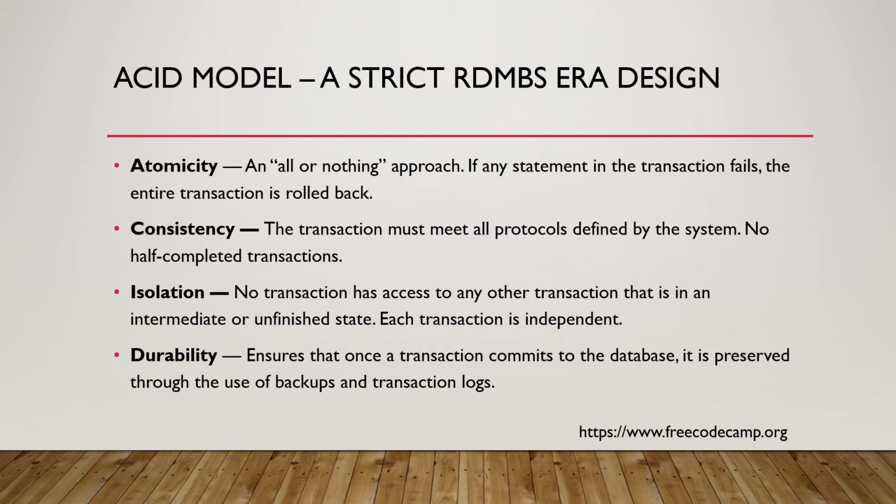Consistency: the integrity of every element matters in the transactions. Consistency refers to the requirement that it must meet all protocols defined by the system. No half-completed transactions. So there is a set of rules, referential integrity, and the integrity issues have to be completely, consistently followed. Isolation means no transaction has access to any other transaction that is in an intermediate or unfinished state. Each transaction is independent. Durability refers to the fact that once a transaction commits to a database, it's preserved forever, right?